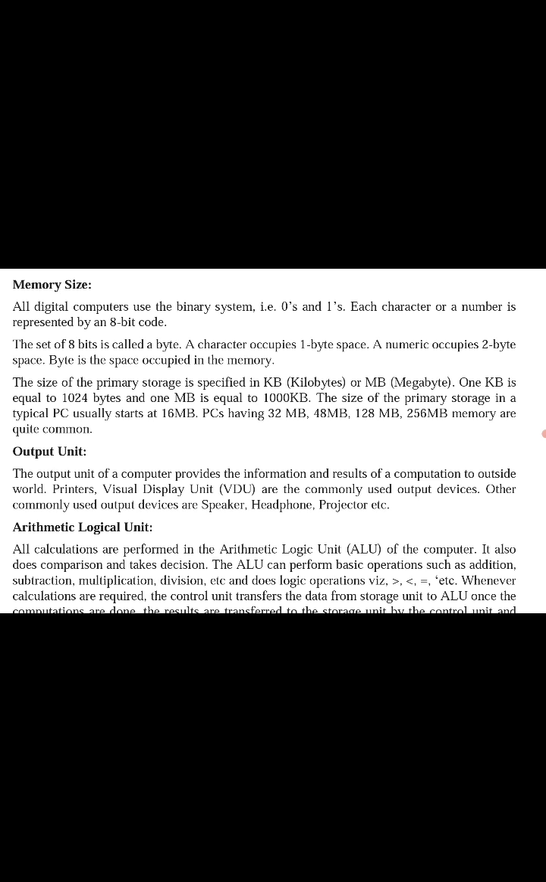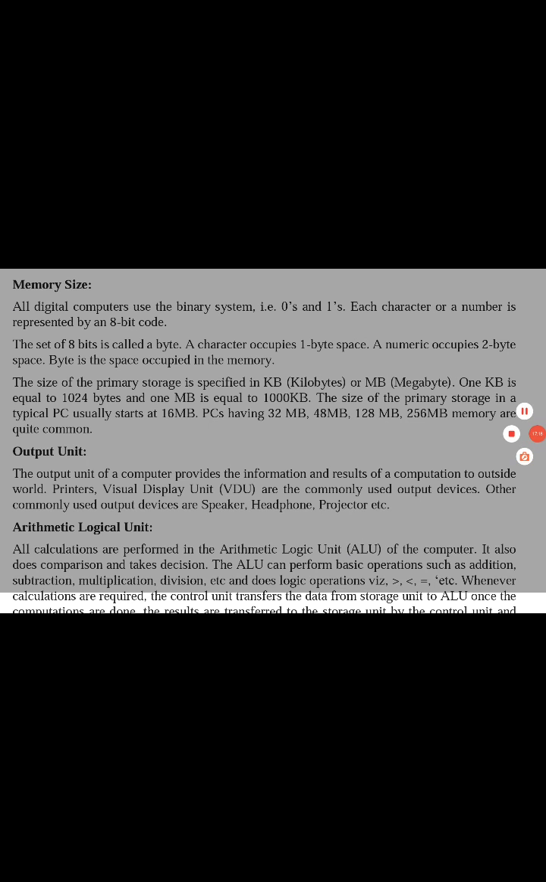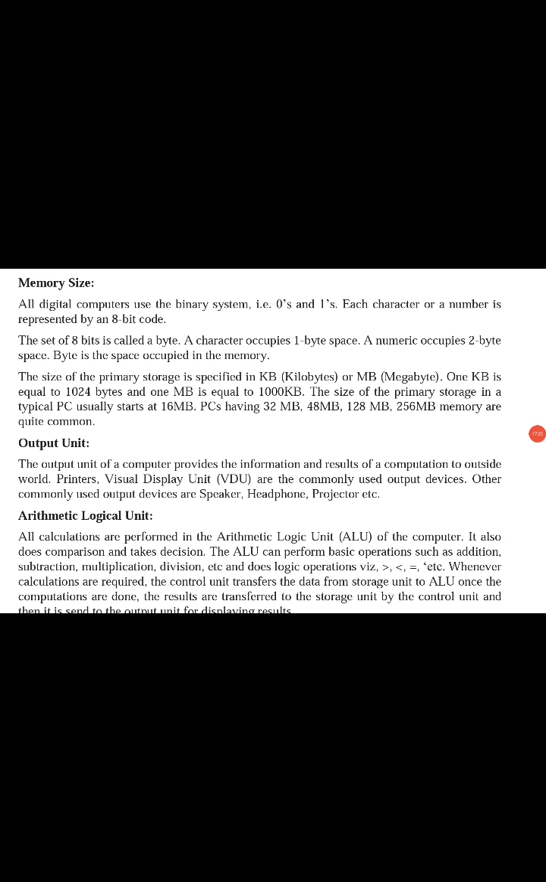Generally the size of the primary memory is represented in kilobytes. KB, or kilobyte, means 1024 bytes. Similarly, MB, megabytes, means 1024 kilobytes. The primary storage or internal storage of a computer is represented this way, so memory size is measured in kilobytes KB, megabytes MB, gigabytes GB, like that.